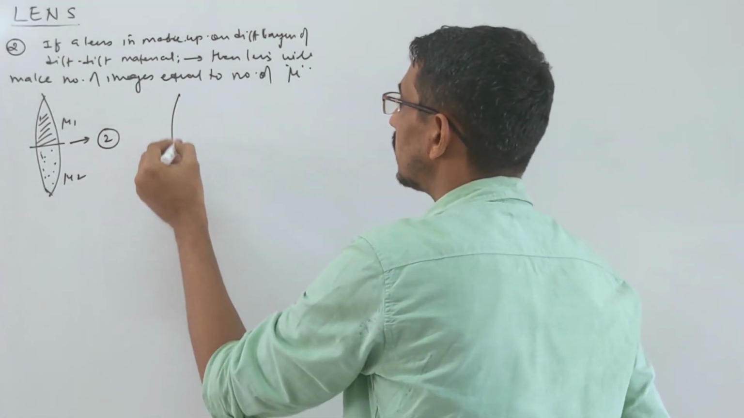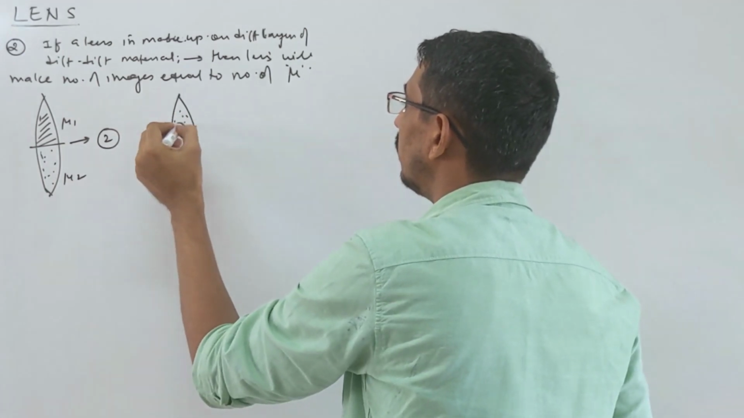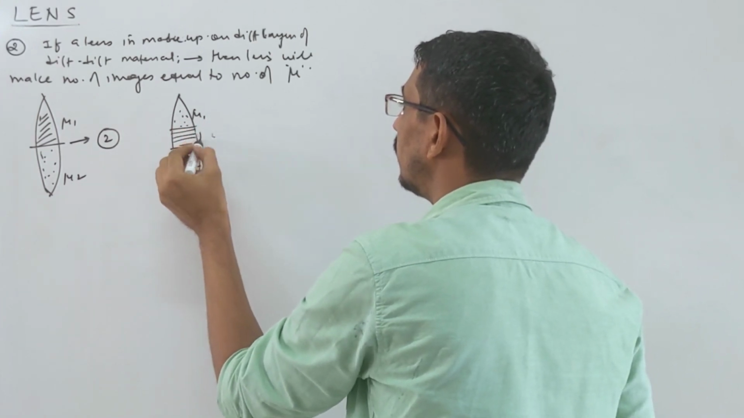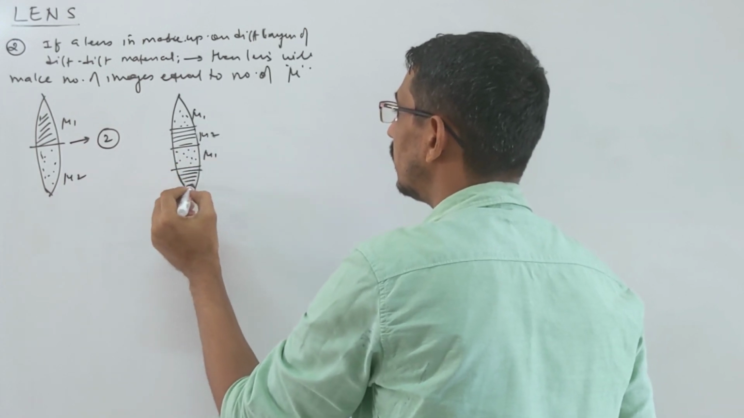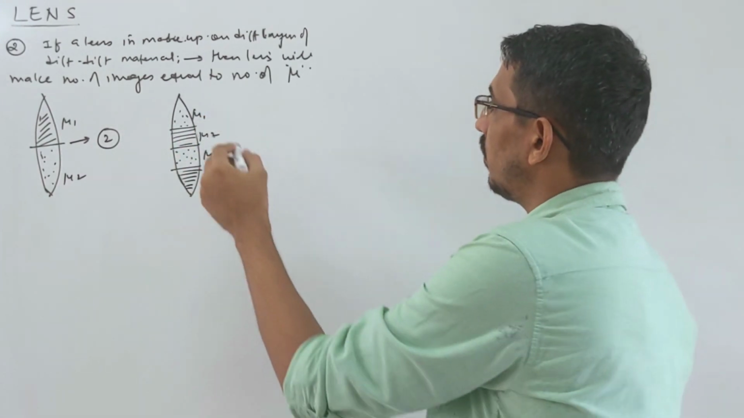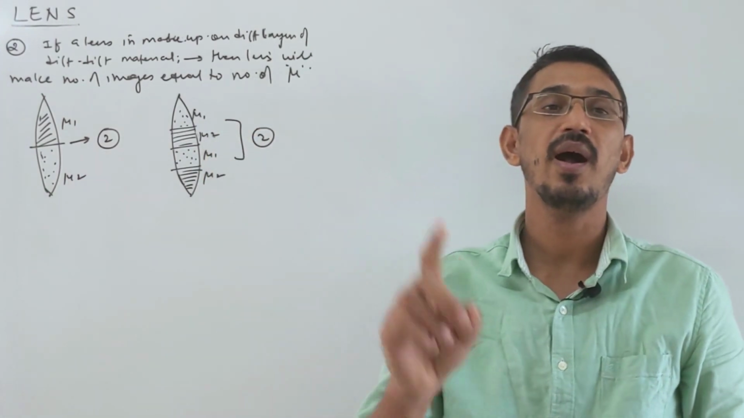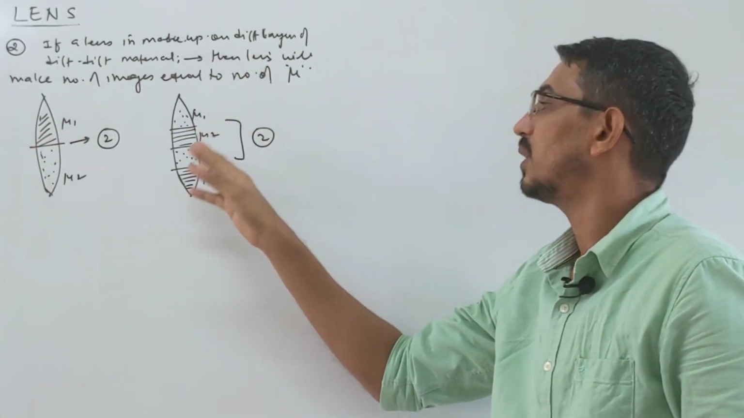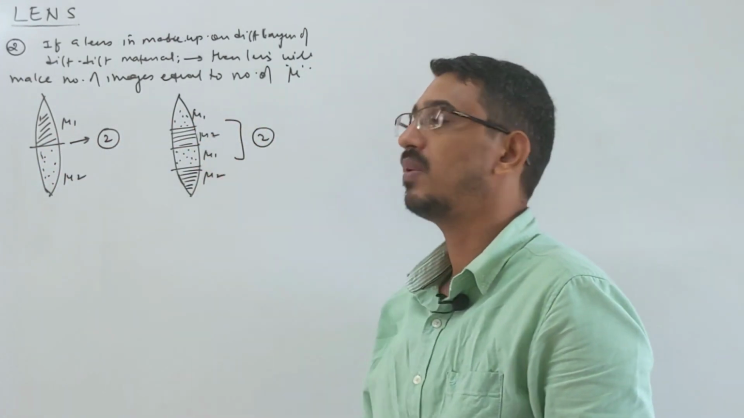But suppose the same lens I make into 4 parts. This is made of material mu1, this is made of material mu2, this is made again of mu1, and this is made again of mu2. There are 4 layers, but the materials are only 2. So the number of images in this case will also be 2 only, not 4. So the number of images depends upon how many materials we have, not how many layers. 2 layers or 4 layers, but the same 2 materials, so 2 mu's are there, so 2 images will be formed.